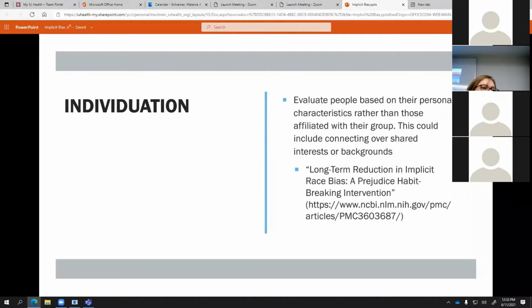The next I is individuation. So evaluating people based on their personal characteristics rather than those affiliated with their group, including connecting over shared interests or backgrounds. I think that this one really requires you to have the wherewithal to make sure that you're sitting down and really getting to know the person in front of you. And sometimes on the OB floor that can feel like a bit of a challenge if this is a triage situation, or if someone is coming in rapidly progressing and you've never met them before, having the ability to really sit down and connect with them over something might not be feasible. But I think there are a lot of other opportunities where you really can tap into this and make sure that you're trying to understand that person for who they are and not for who you perceive their overarching group or population identity to be.